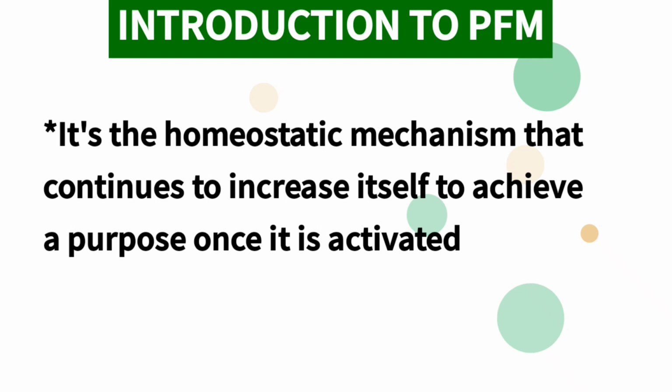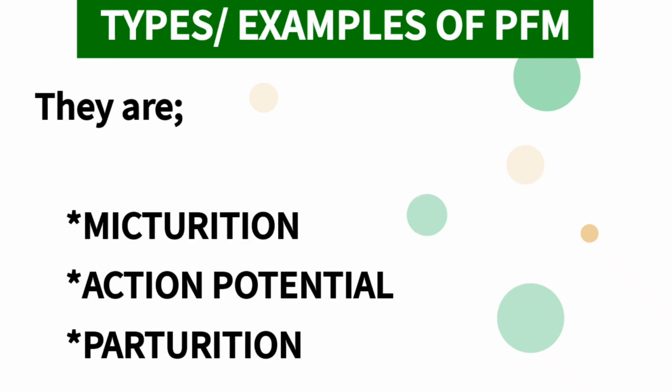The positive feedback mechanism is the homeostatic mechanism that continues to increase itself to achieve a purpose once it is activated. The positive feedback mechanism is also self-amplifying. Here, the sensor senses the change and increases the change until the purpose is achieved, and thereby the effector response in the positive feedback mechanism is in the same direction as the stimulus.